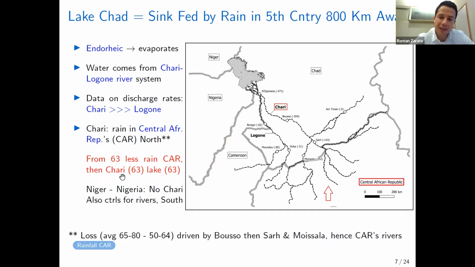Now, we believe that the shock is unrelated to local conditions because it occurred hundreds of kilometers away. But this is particularly true for Niger and Nigeria because the Chari-Logone River system doesn't cross these countries. In the case of Chad and Cameroon, we want to control for the Chari-Logone River system. So in our main specification, we're going to include dummies for the subdistricts that are crossed by this river.